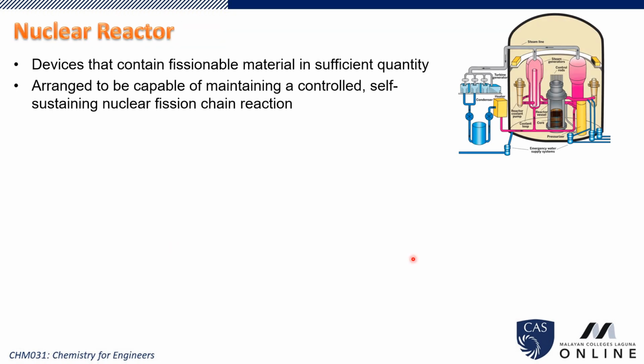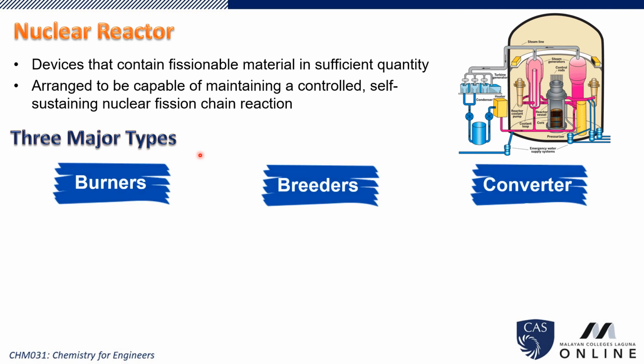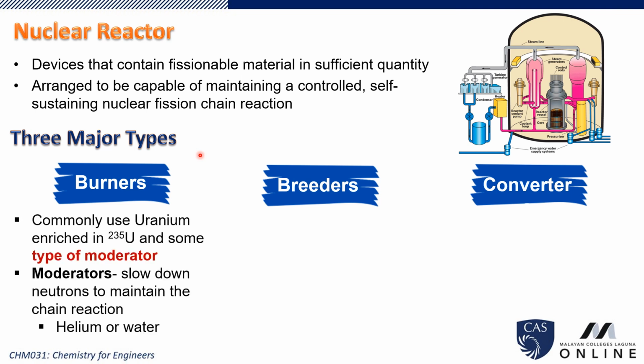Now let's look at specific parts of the nuclear power plant. One of them is the nuclear reactor, which is a device that contains fissionable material in sufficient quantity. It is arranged to be capable of maintaining a controlled, self-sustaining nuclear fission chain reaction. There are three major types of nuclear reactor: the burners, breeders, and converters.